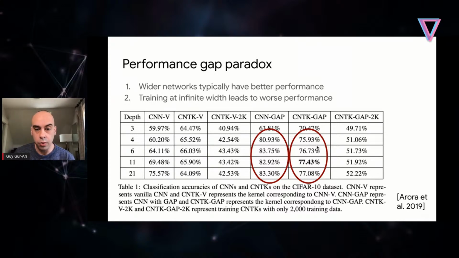And you see that the performance is significantly worse when we do that. And so this is the paradox. On the one hand, empirically, we see that when we increase the width, performance gets better. On the other hand, when we jump straight to infinite width, performance drops. And the question is, why is that the case?